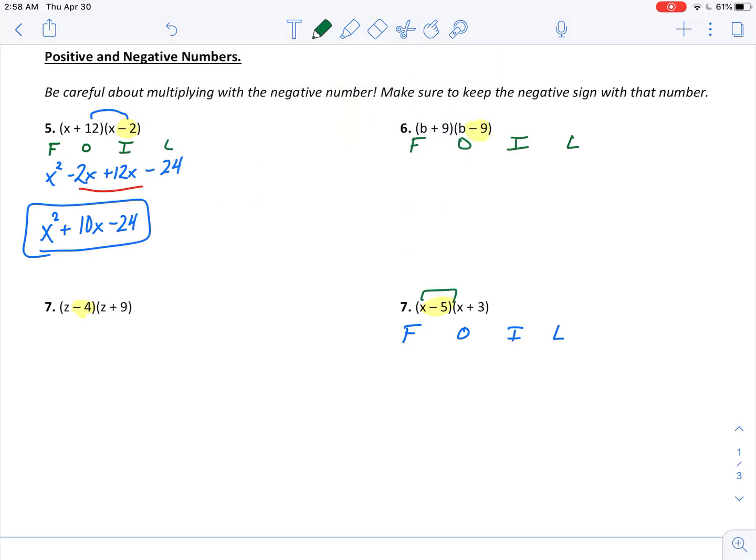So first product would be x times x is x squared. The outer product would be x times 3 is positive 3x, because it's a positive 3. Inner product would be negative 5 times x. Again, keep that negative sign with you. It's a negative 5x. And last but not least, I have negative 5 times positive 3. A negative times a positive is a negative, and 5 times 3 is 15.